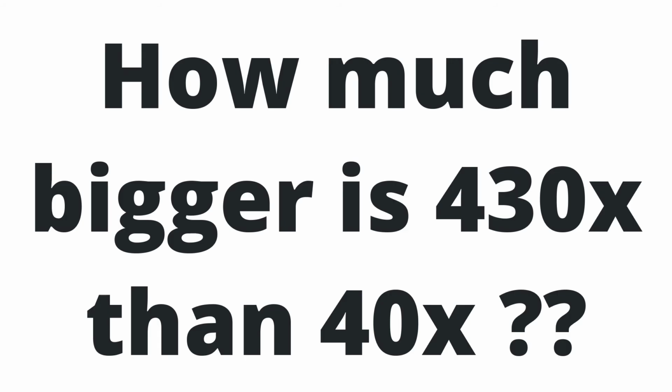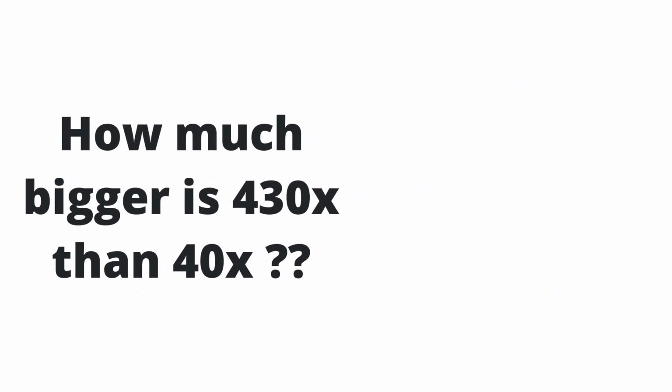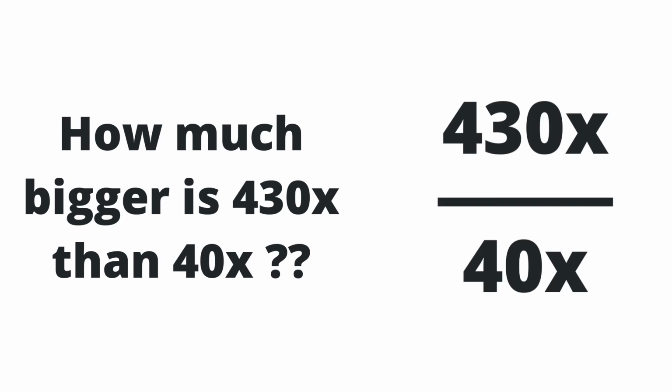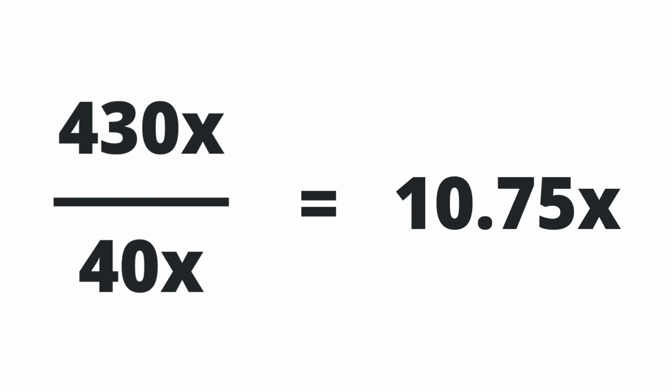Okay, so how much bigger is 430x than 40x? Let's do this real quick. Again, we'll take 430 and divide by 40. That'll give us the magic number of 10.75, which means that 430x is 10.75 times higher magnification than 40x.